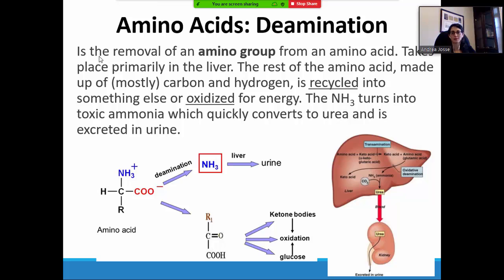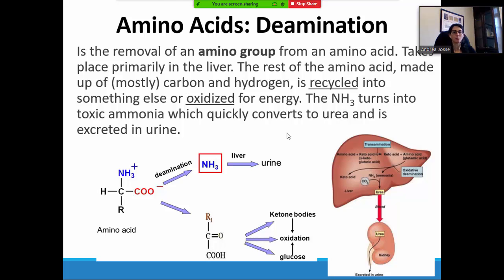So if we read this, again, deamination, the removal of the amino group, and the rest of the amino acid that's made up of carbon and hydrogen plus the side chain, as you can see here, is recycled into something else, or it's oxidized for energy. Okay. There are certain amino acids that can be converted to glucose, and only certain others that can be converted into ketone bodies.